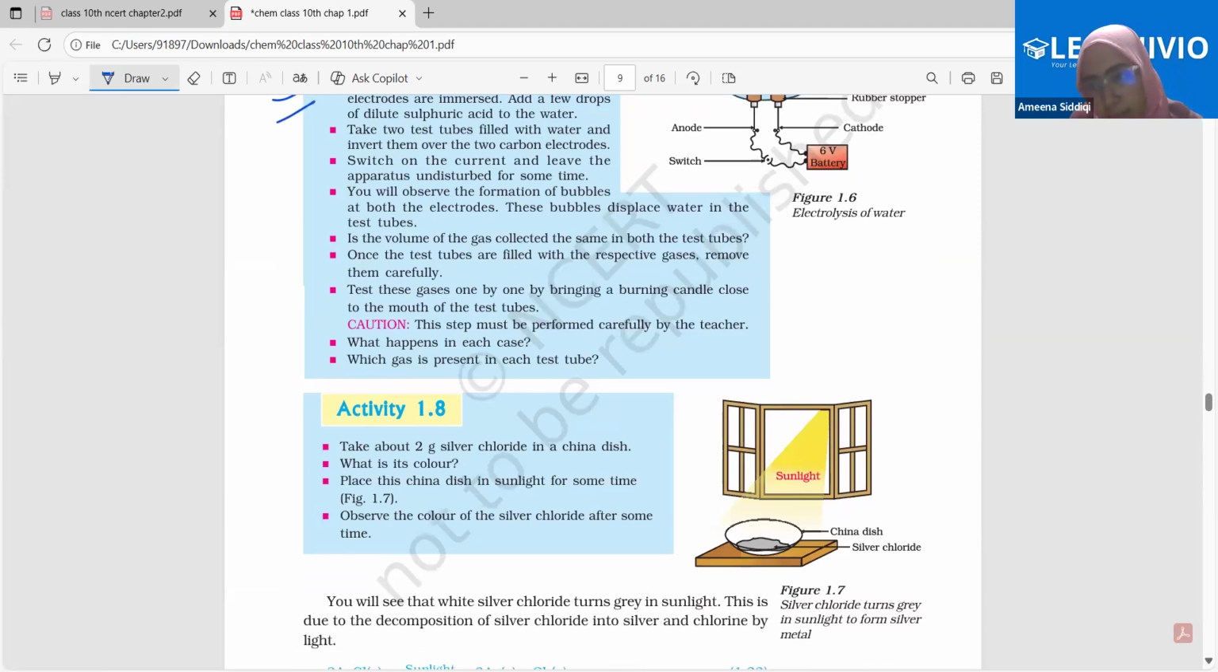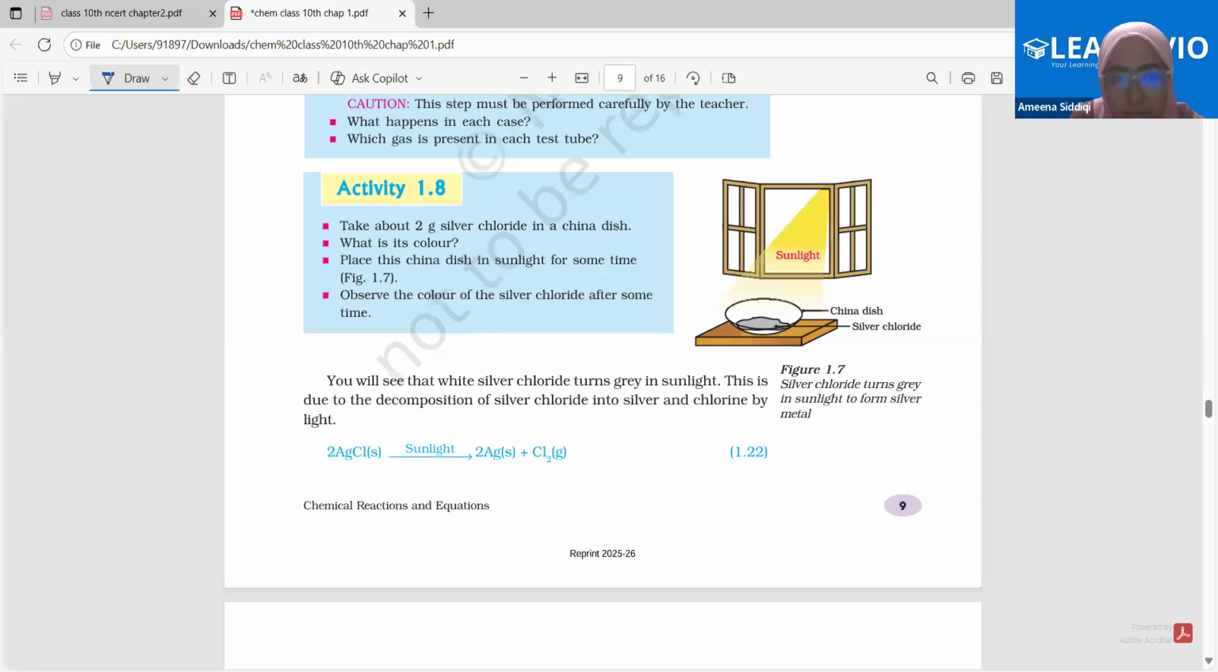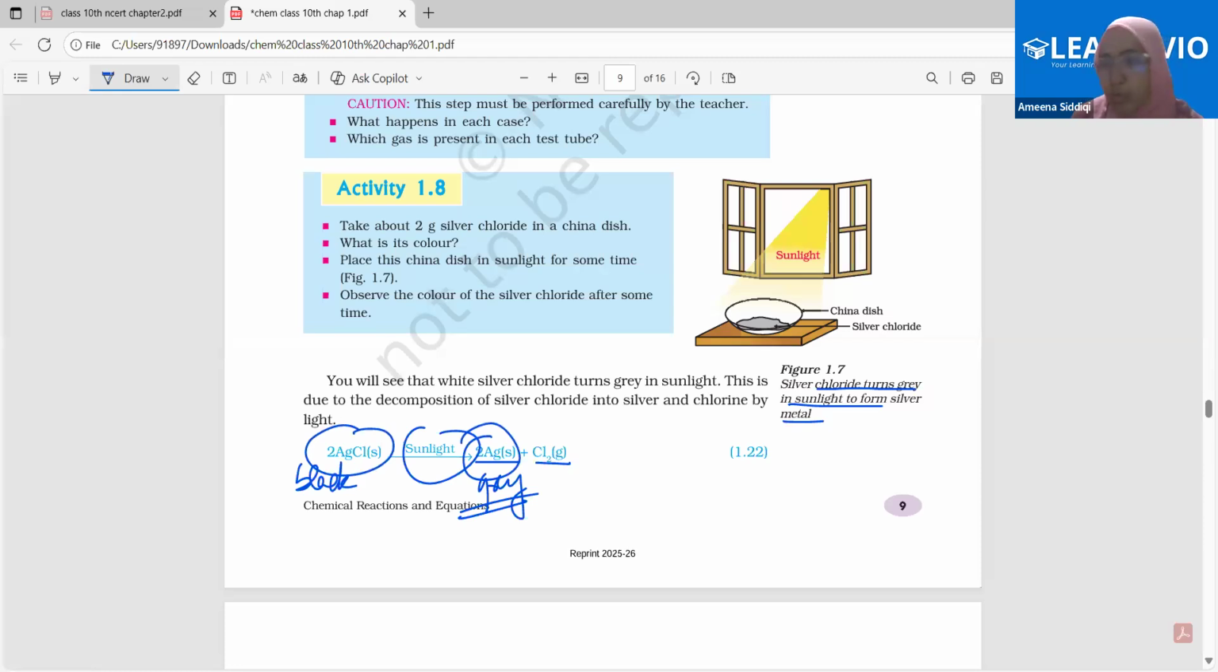Now see this example. We had silver chloride. We put it in the sunlight, and we get silver and chlorine. Silver chloride turns gray in sunlight to form silver. Earlier it was white, now it has changed to gray. Why has it changed to gray? Because silver has been formed. And what is the color of silver? It's gray, right?